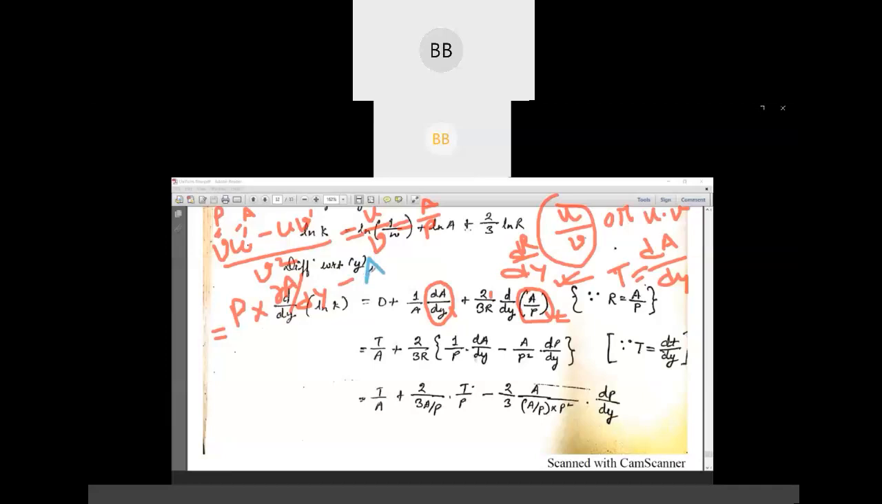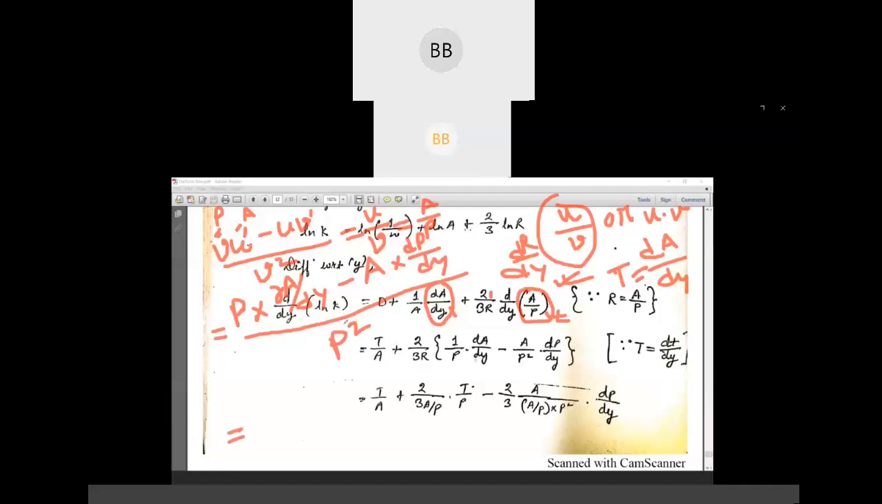Then multiplied by V dash, that is differentiation of V with respect to y, so dP by dy. Then divided by V square, that is divided by P square. If you further solve, this is P square. Here we have P, one P will be cancelled out.